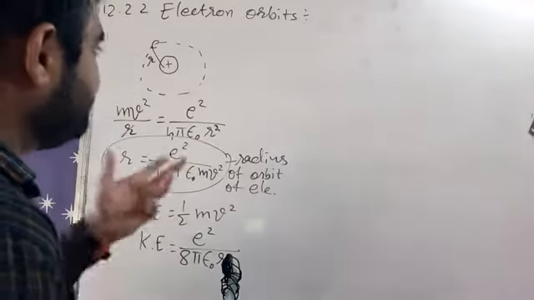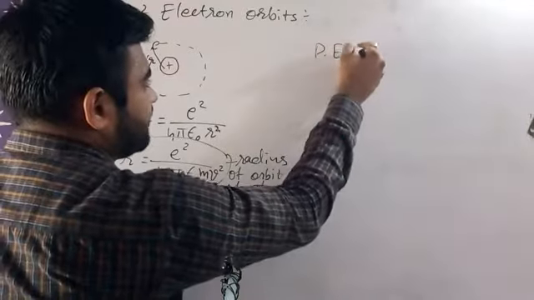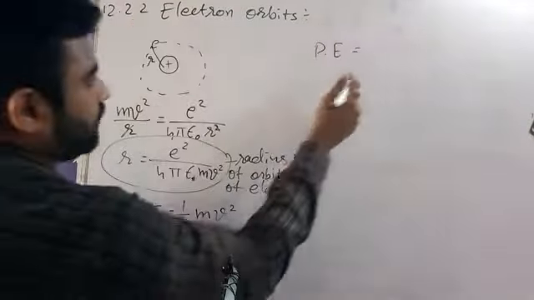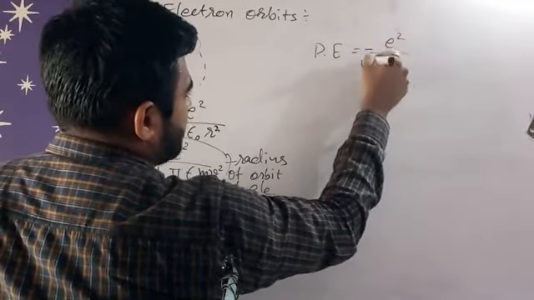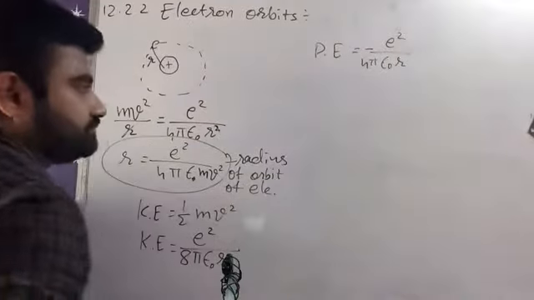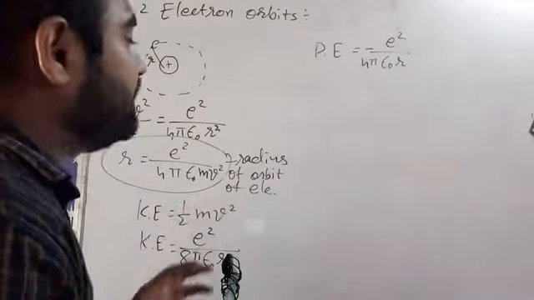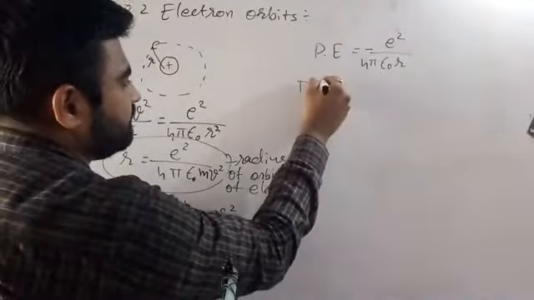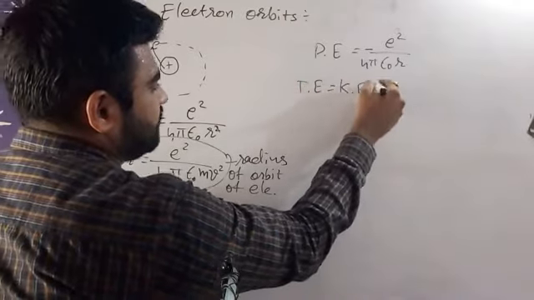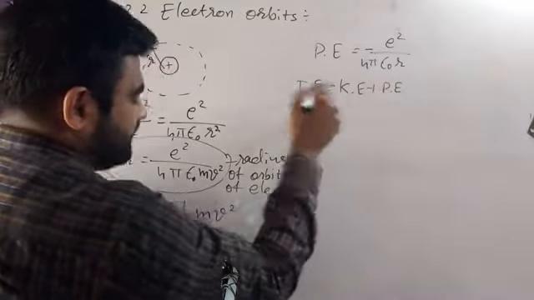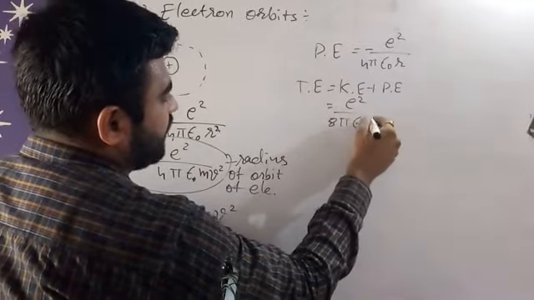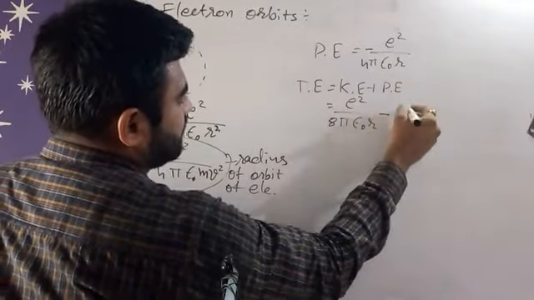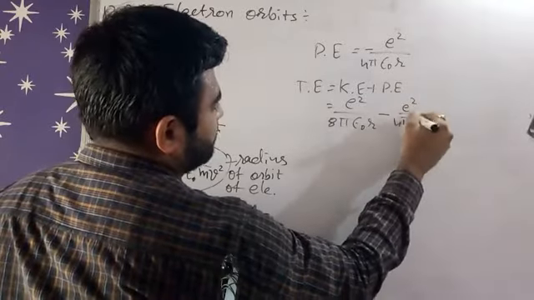Now potential energy. The potential energy between electron and proton is minus E square upon 4 pi epsilon 0 r, simple as that. Now the total energy of the electron. The total energy formula is equal to kinetic energy plus potential energy. What is the kinetic energy here? E square upon 8 pi epsilon 0 r minus E square upon 4 pi epsilon 0 r.